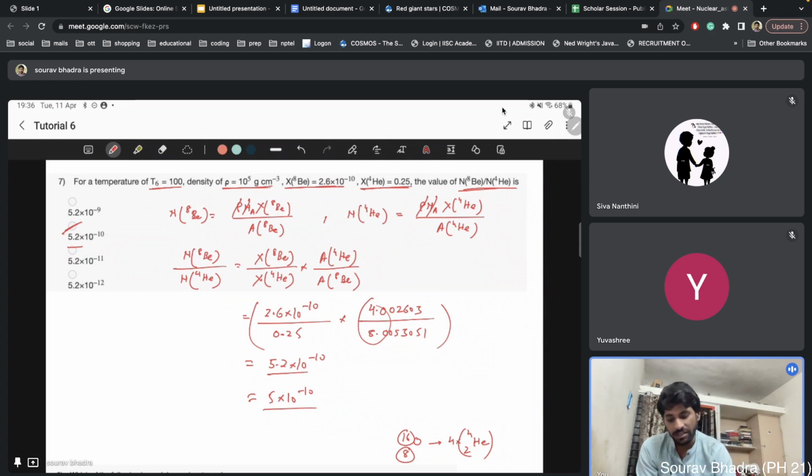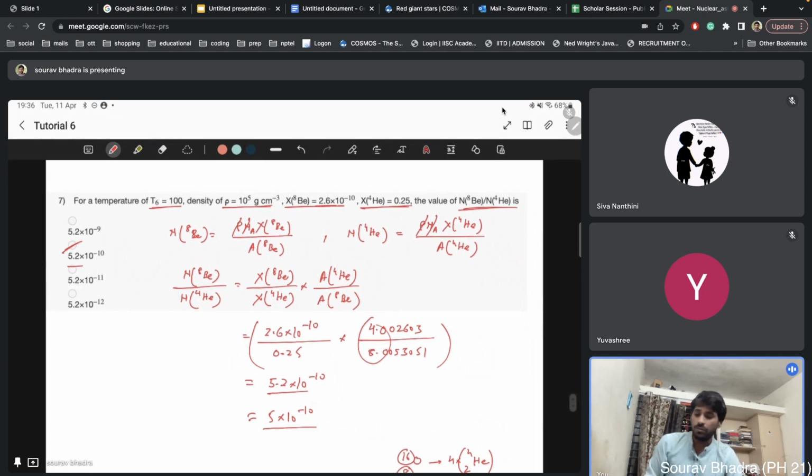Okay, so this is the answer, 5.2 into 10 to the power minus 10. So this was the main assignment of this week. It was a matter of just 10 minutes.